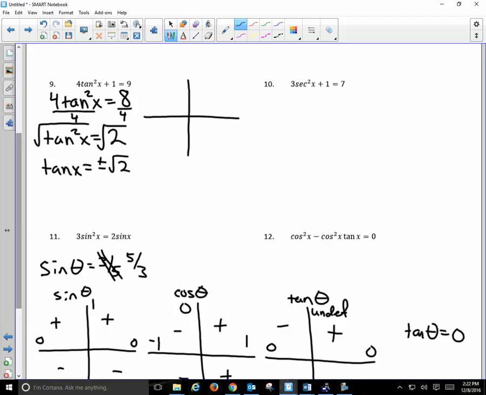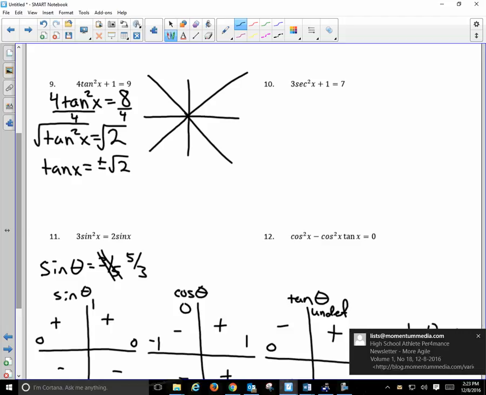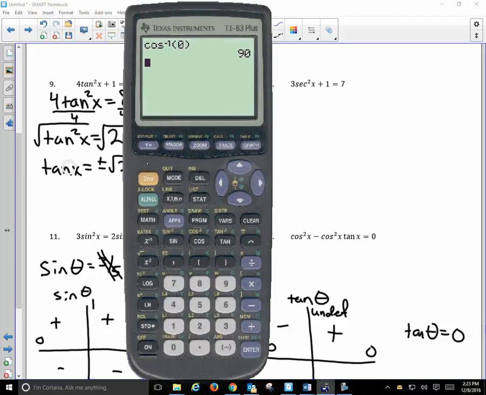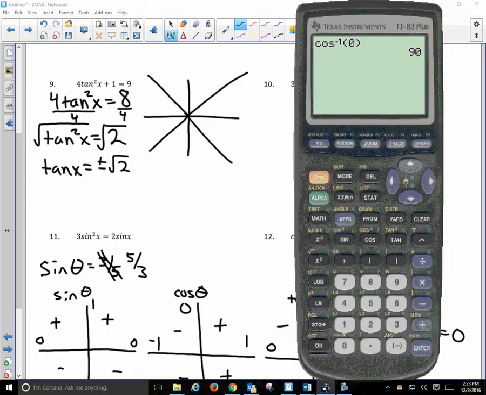In which quadrants is tangent positive? In which quadrants is tangent negative? So how many solutions are we going to have? You're going to have 4 in this case. So you can't really predict ahead of time exactly how many solutions you're going to have. But a lot of times if you see a squared, you are going to come up with, say, 4 solutions.